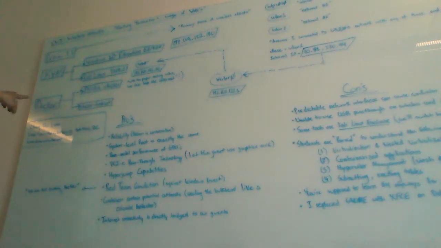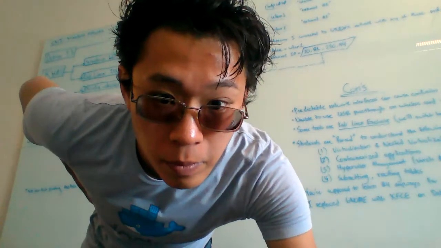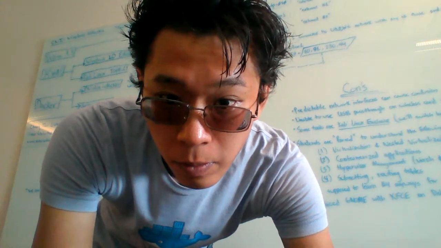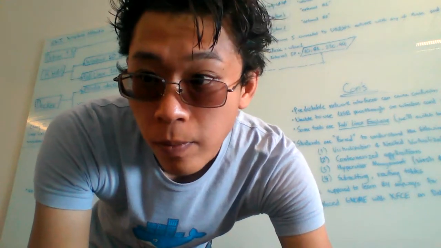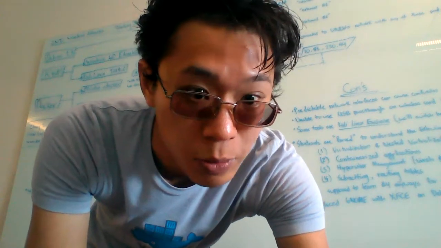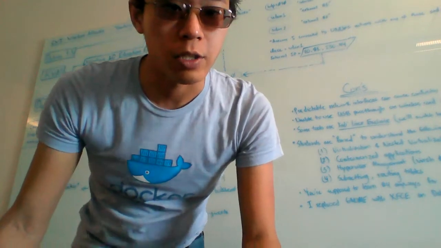Then we have Docker. Docker has a unique feature of actually sharing a GPU between the host and the guest. Why is this thing spooling up? Hold on. I don't know what is causing that to spool up. It's getting kind of annoying, but let's just continue.